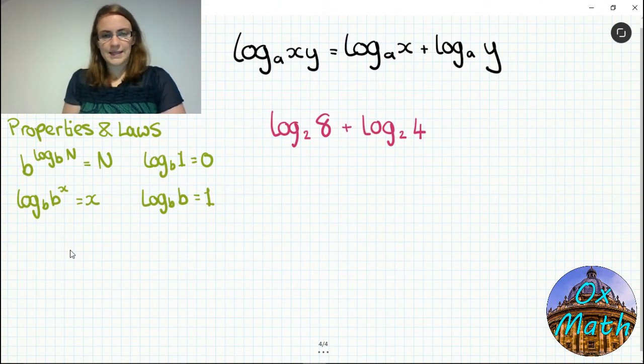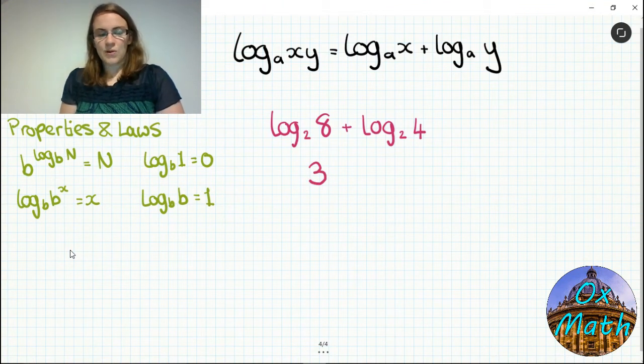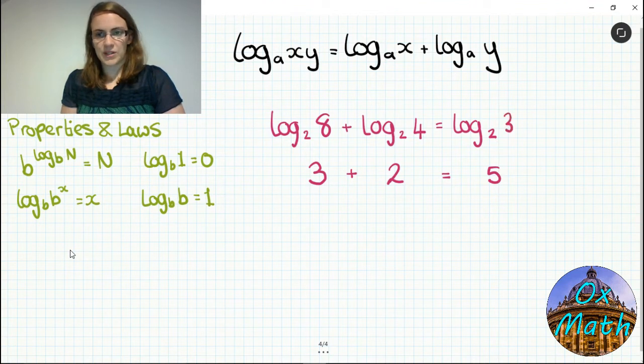Log 2 of 8 is the power that goes with 2 to get 8. So that is the power 3. 2 cubed is 8. 2 times 2 is 4, times 2 is 8. Log 2 of 4 then, the power that goes with 2 to get 4, that is 2. 2 squared is 4. So 3 plus 2 is equal to 5, we know that. So does that work with what we understand from our log laws? Remember, we said that we should be able to simplify this down by doing 8 times 4, which is 32. 2 to the power 5.